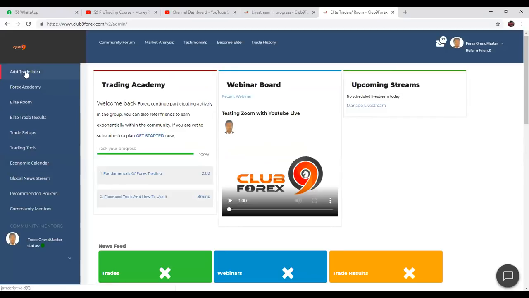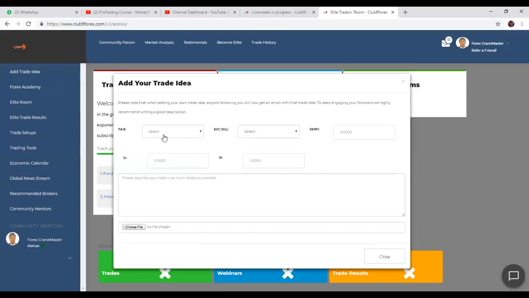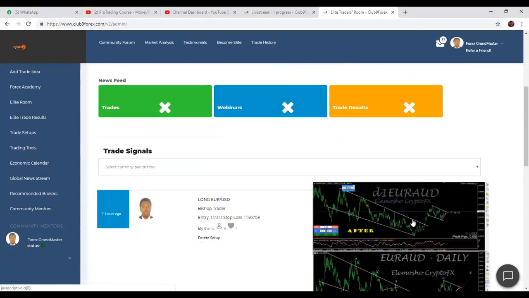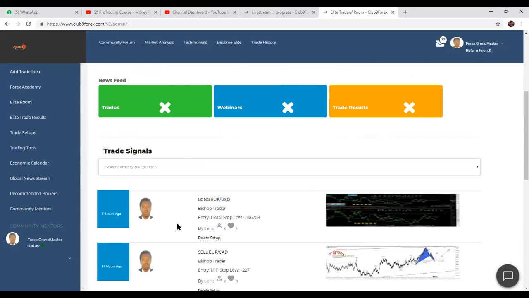So you can add your trade idea. For instance, if you want to, just the same thing that we are doing on the WhatsApp group or the Telegram. If you want to add a setup for the community, just click on Add Trade Idea. You select the currency pair, buy or sell. You put the signals there. Once you put it, it is available for people to be able to see right here.